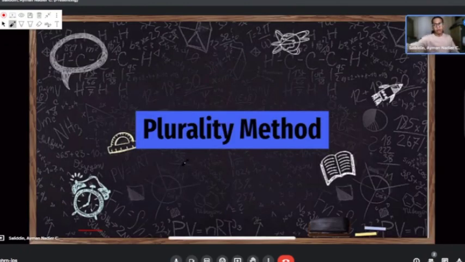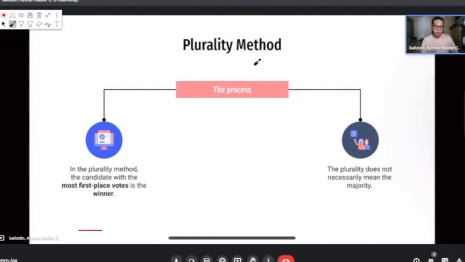Starting off with the plurality method, the plurality method is really simple. The process of it, basically, is that the candidate with the most first place votes is the winner. Plurality does not necessarily mean the majority. All that matters is the first place votes.